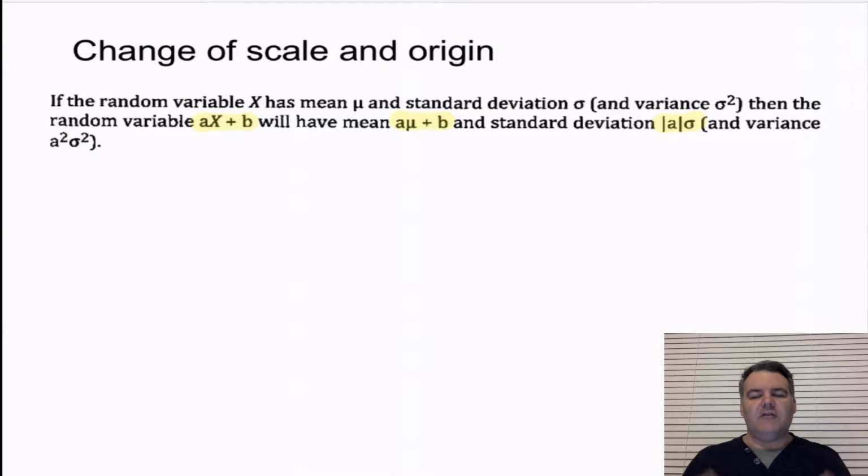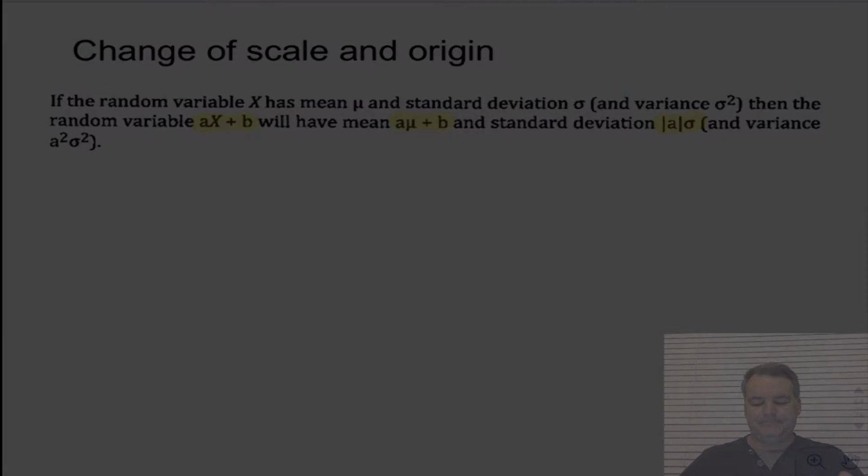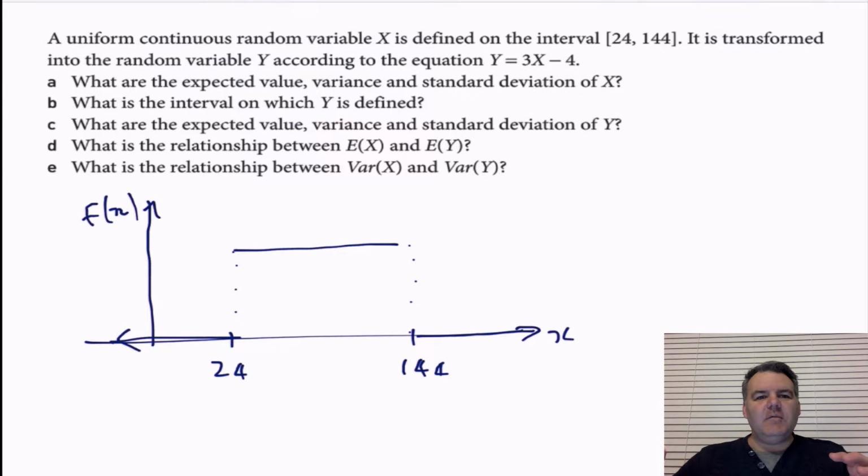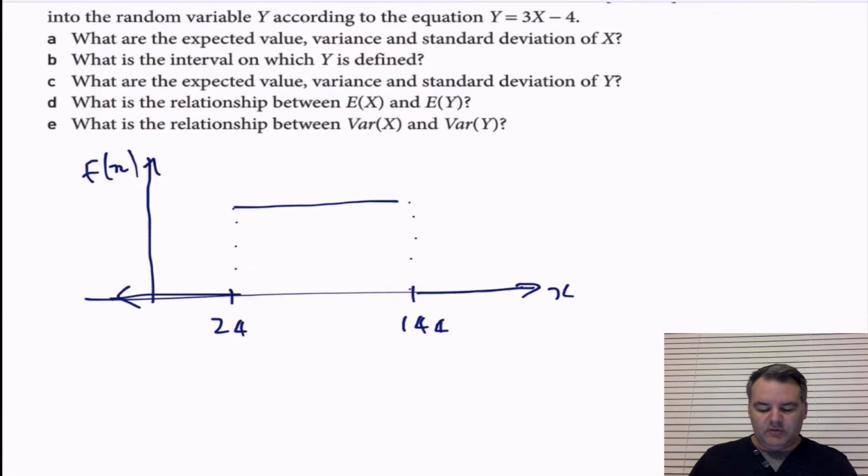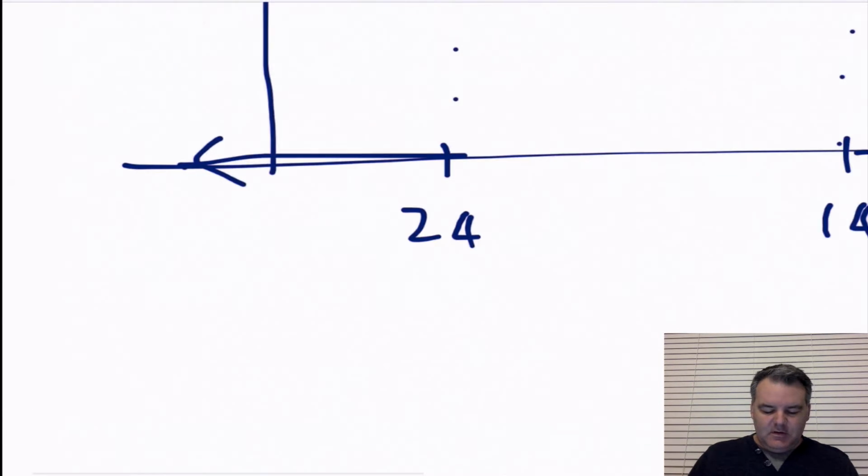So let me show you how this looks in a continuous random variable kind of question. So this question here, we've got a uniform continuous random variable defined between 24 and 144. I've quickly sketched this out. This is not to scale, but just to give you an idea of the continuous random variable we're dealing with here. So we want to know the expected value, variance and standard deviation of this random variable here. Okay, so the last video we dealt with working out all these sorts of things. So let me go through the easy way to do it.